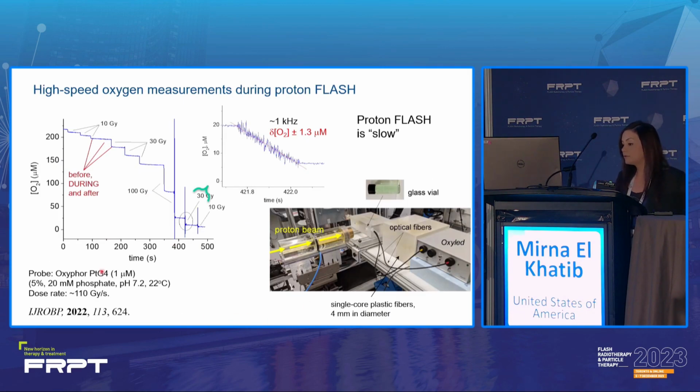However, we were able to measure oxygen dynamics using proton flash, which is much slower than electron flash. As you can see here, we were able to resolve oxygen dynamics during the application of proton radiation. And we were able to do such measurements at several kilohertz. As you can see, flash rates result in fast stepwise oxygen depletion, where the oxygen concentration is proportional to the radiation dose as expected.